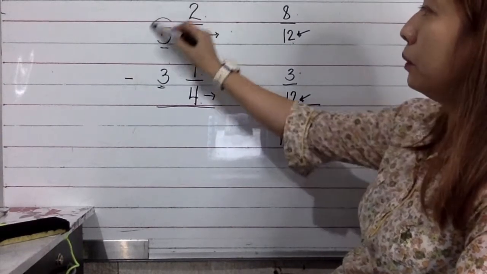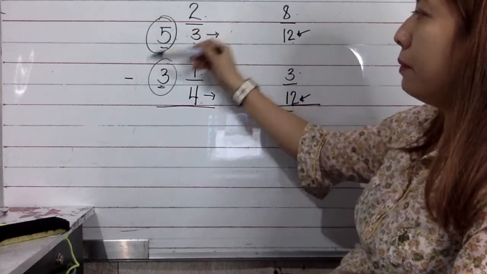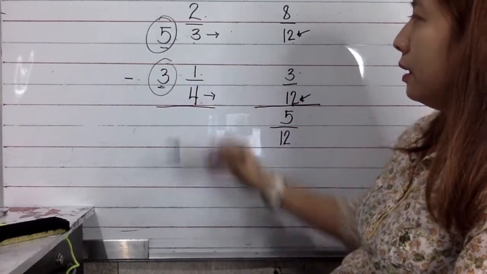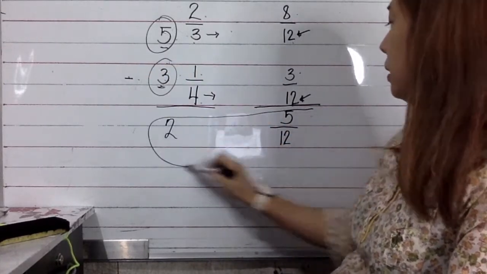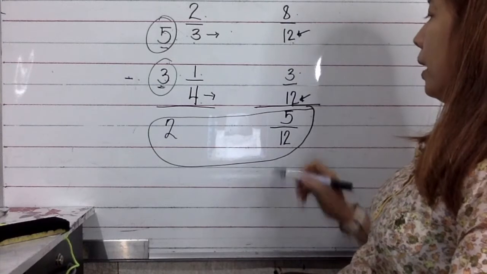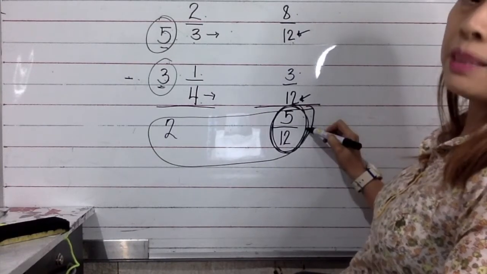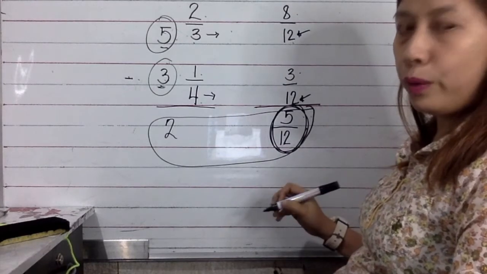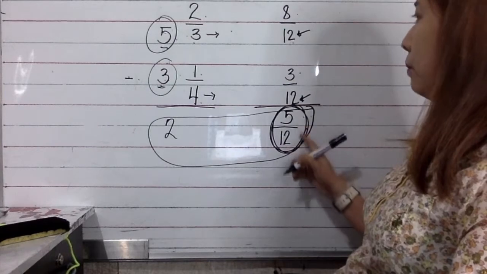How about the whole number? As easy as 5 minus 3, which is 2. So the answer is 2 and 5 over 12. Question, is 5 over 12 in the simplest form or the lowest term? Yes, 5 over 12 is already in simplest form. So the answer is 2 and 5 over 12.